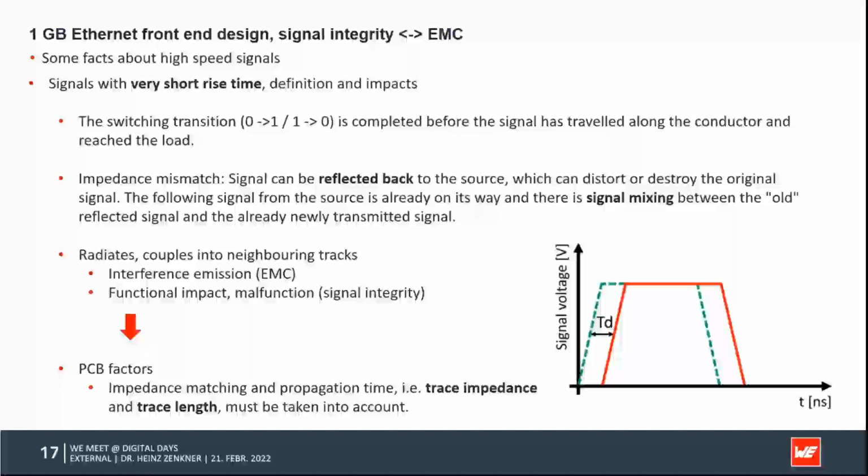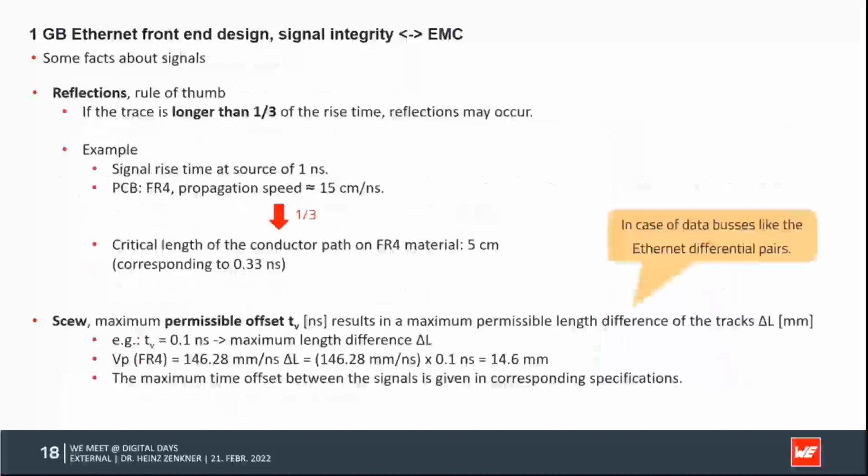So we have to consider impedance matching and propagation time. And what does it mean? According to reflection, there's a rule of thumb: if the trace, the way from the PHY, let's say, to the port, is longer than 1/3 of the rise time of the signal, reflections may occur. Reflections may occur in case of mismatch.